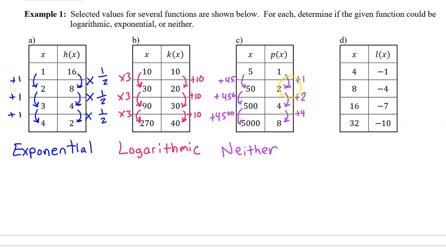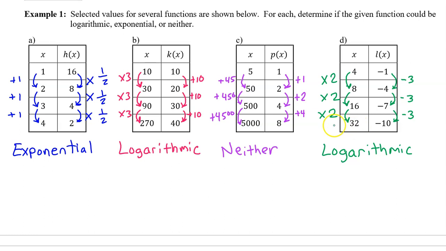For part C, we have neither equally spaced output values nor equally spaced input values. So we can judge neither logarithmic nor exponential. So just put neither. For part D, we notice that the output values are equally spaced. So we are going for logarithmic. Let's see if we have a common ratio among the input values. Dividing each input value by the previous input value, we get a common ratio of 2. So L of x is logarithmic.